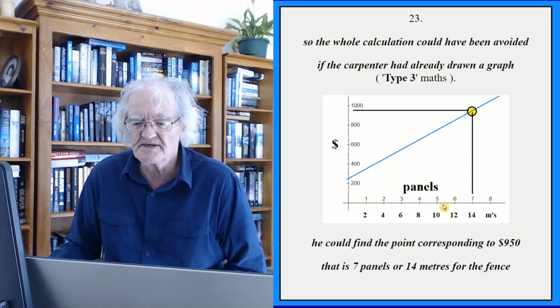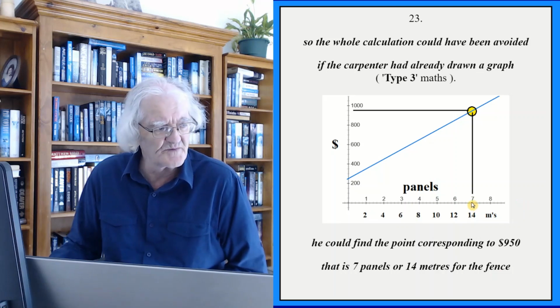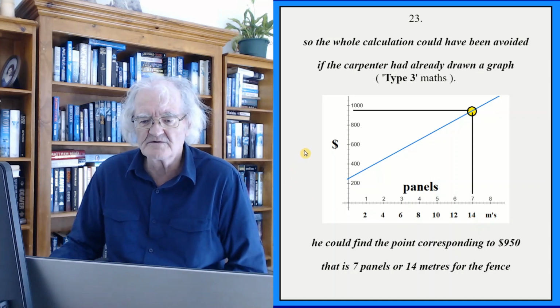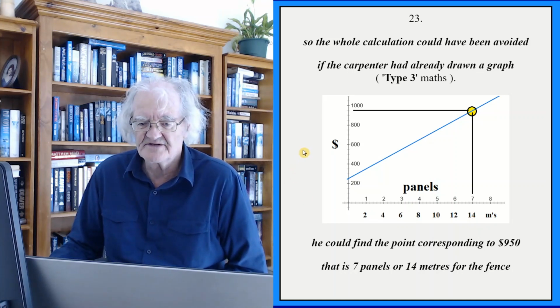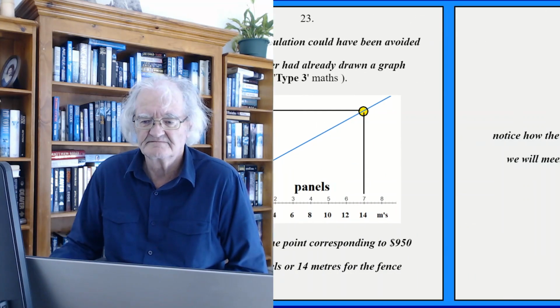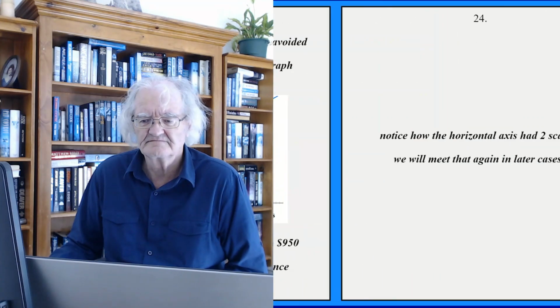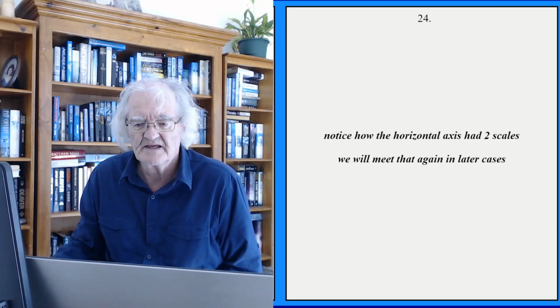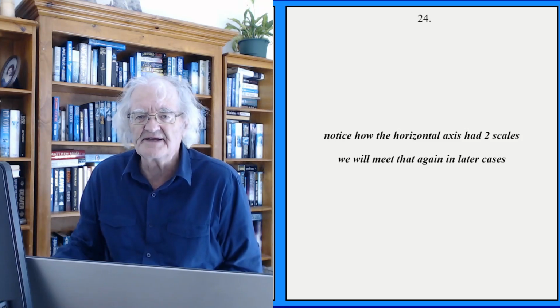Now, this axis can be labelled as number of panels, as we did before, or it can be labelled as distance, length of the fence. Notice 1 panel, 2 metres, 3 panels, 6 metres, 7 panels, 14 metres. So the graph holds the answers in advance. Notice how the horizontal axis had 2 scales. We will meet that again in later cases.